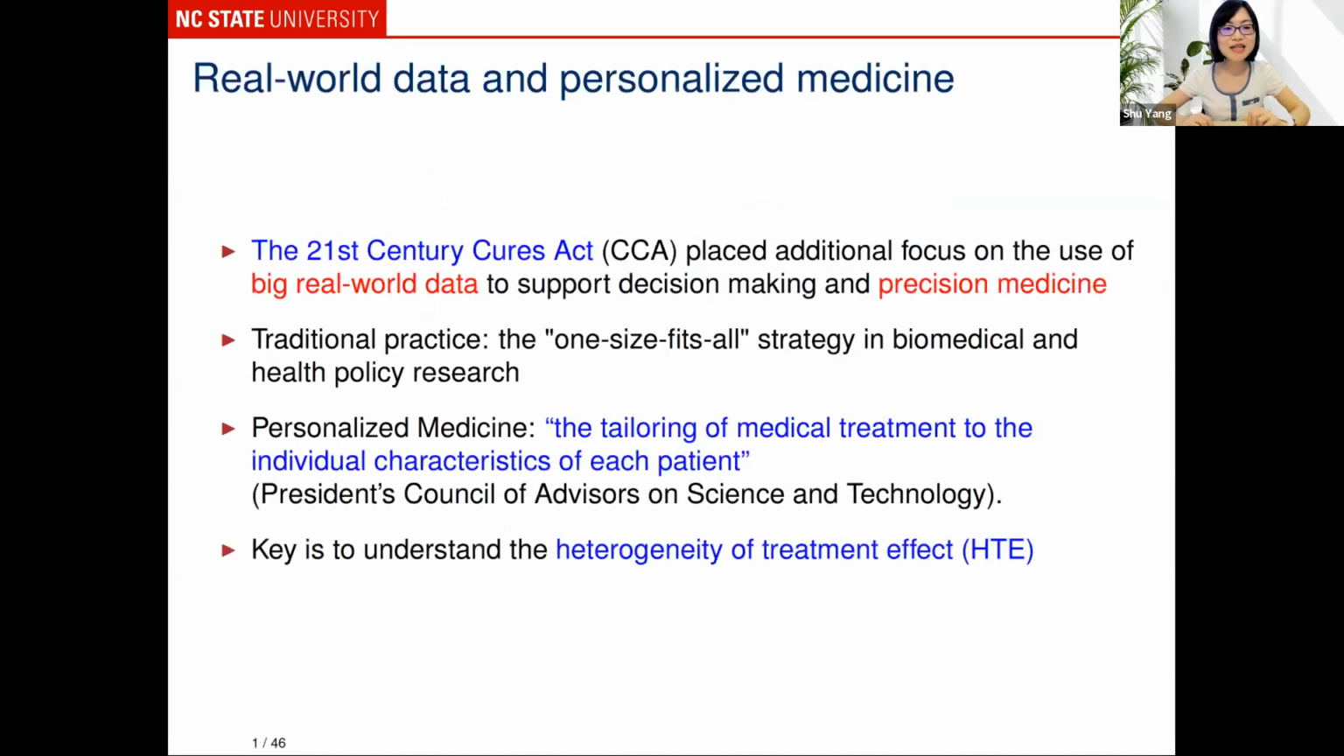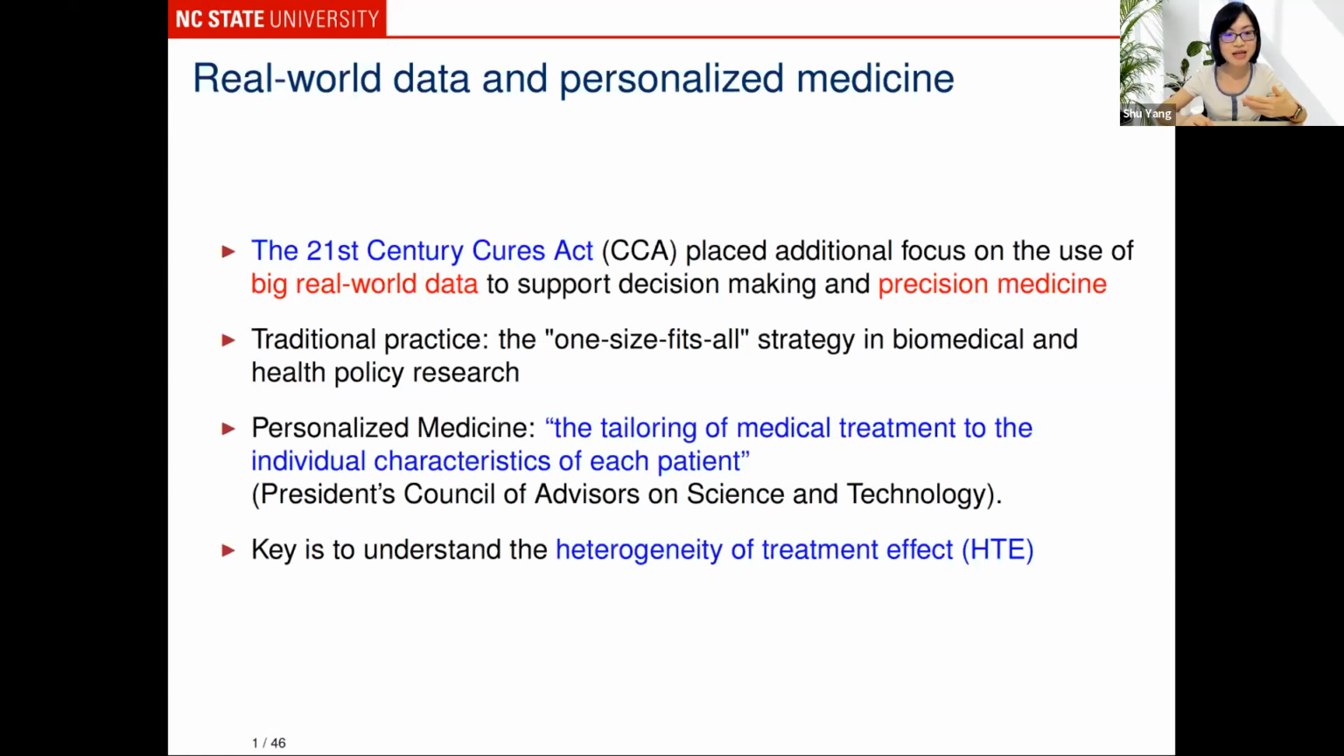So our research is motivated by the 21st Century Cures Act, passed in 2016. It emphasizes two things. One is big real-world data, and the other one is precision medicine. So in biomedical and health policy research, the traditional practice is the one-size-fits-all strategy. That is, patients with the same disease receive the same treatment regardless of their background. So clearly this is not effective.